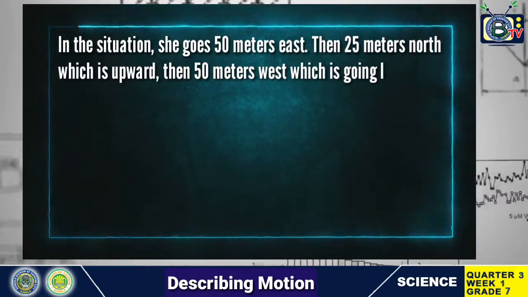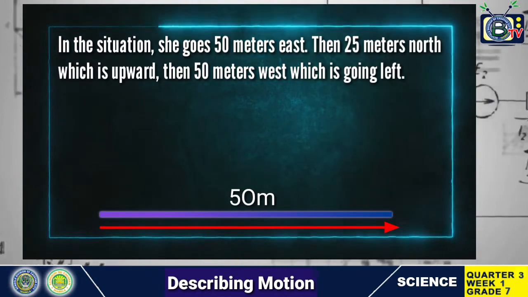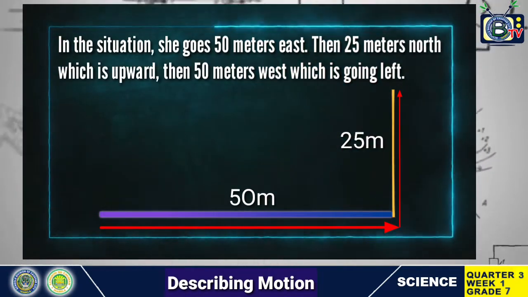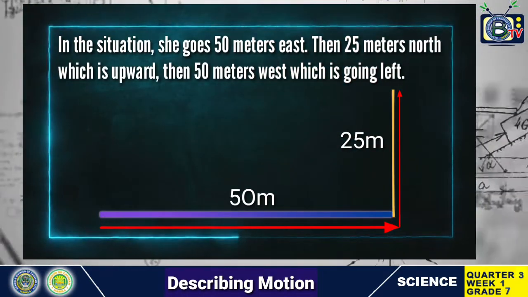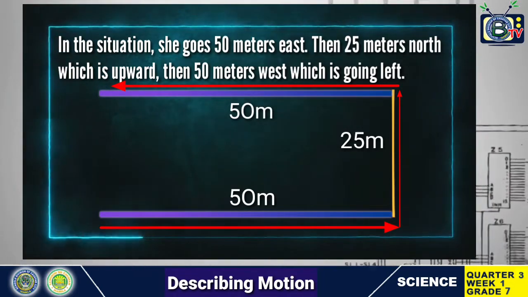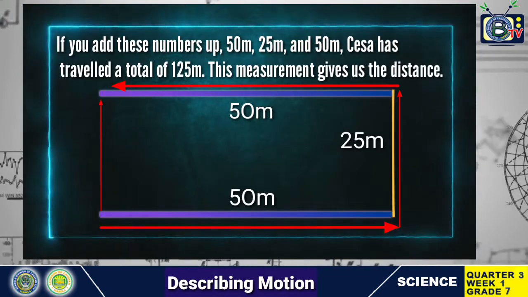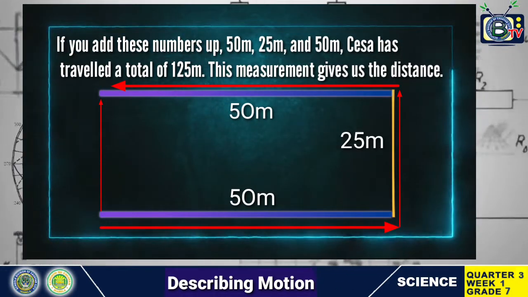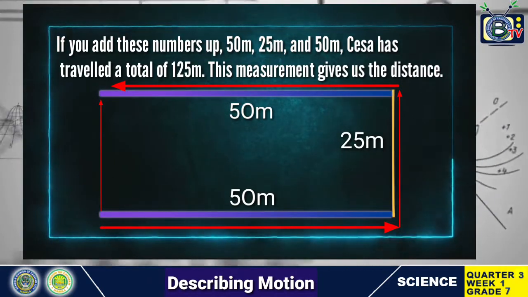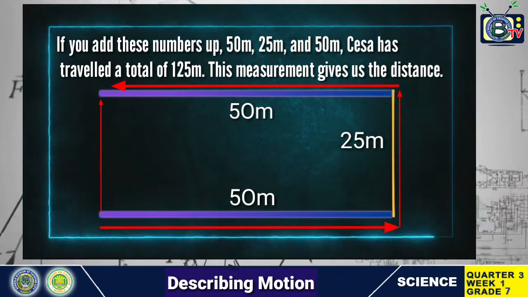In the situation, she goes 50 meters east. Remember, east is going right. Then, 25 meters north, which is upward. Then, 50 meters west, which is going left. So our illustration looks like this. If you add these numbers up, 50 meters, 25 meters, and 50 meters, Cecily has traveled a total of 125 meters. This measurement gives us the distance.